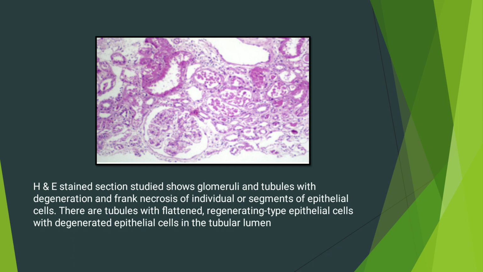This is the microphotograph in which an H&E stained section studied shows glomeruli and the tubules with degeneration and frank necrosis of the individual or of segmental epithelial cells. There are tubules with flattened, regenerating type of epithelial cells with degenerated epithelial cells in the tubular lumen. Here we can see degeneration and the collection of the cells with frank necrosis.